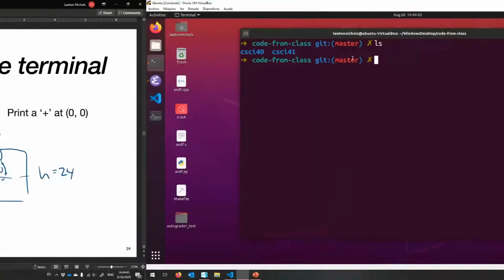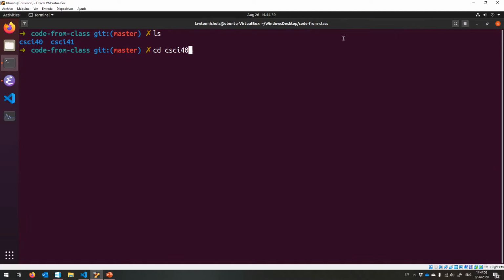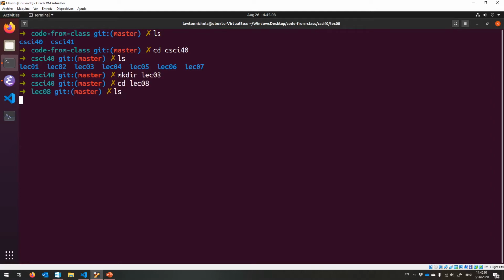So let's make one big set of boxes. So I'm going to go into our CSCI 40 folder, and you know what? Maybe I can make this one giant like we're used to it. That'll be okay. CD CSCI 40, and let's make a folder for today. Go inside of it, and here we are. Alright, so I'm going to make a file called circle.cpp.